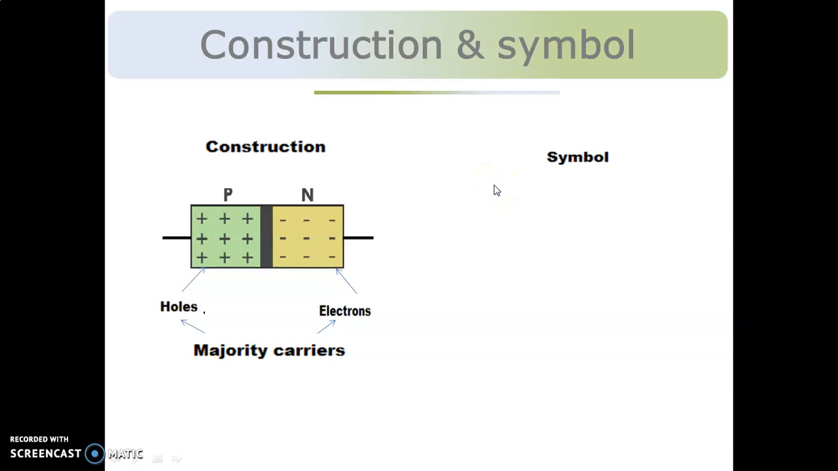Now let us see the symbol of the PN junction diode. It will look like this. A P region acts as anode and the N region will act like a cathode.